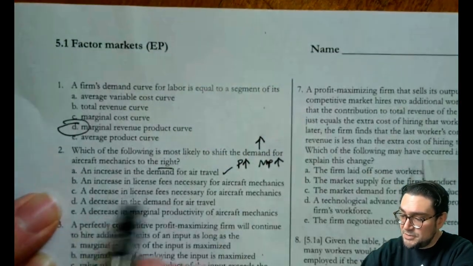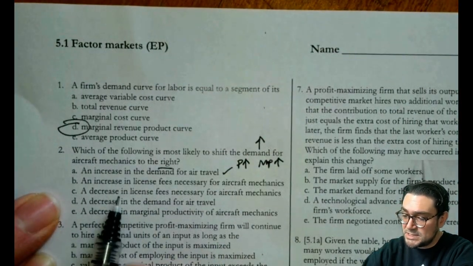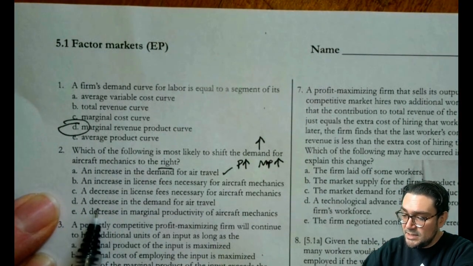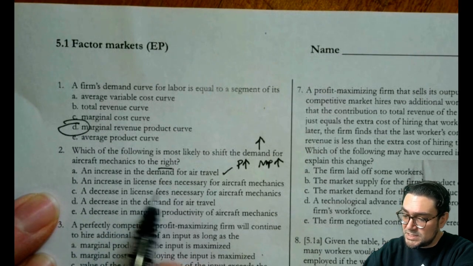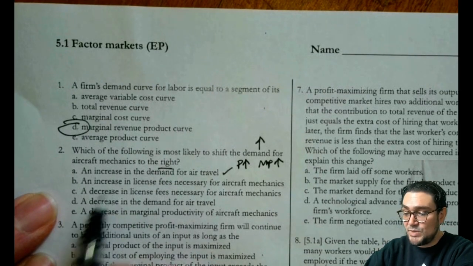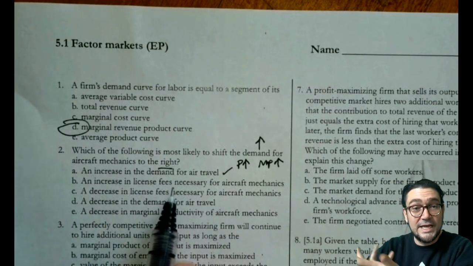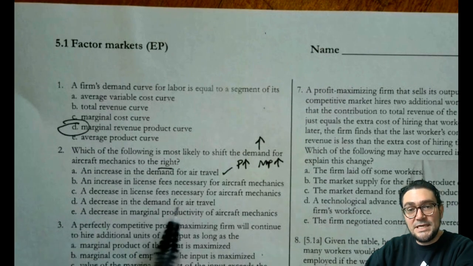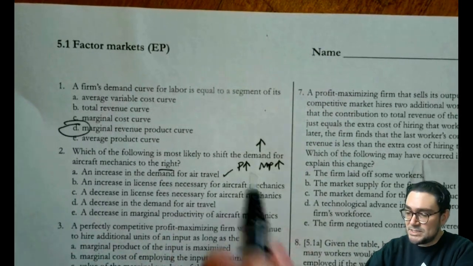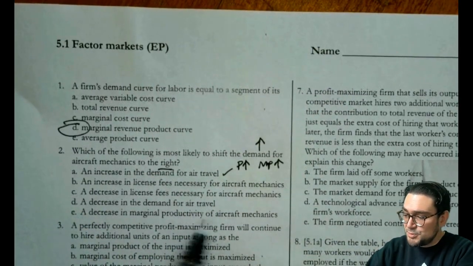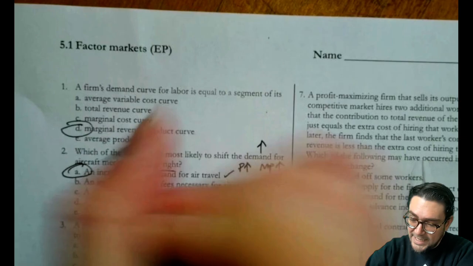I'm going to test the rest. An increase in license fees, no, that makes it more expensive. Decrease in, no. These would just change the supply, right? B and C would affect how much people are willing and able to actually supply their labor. Decrease in the demand for air travel, that's the opposite of A, so it's going to be A. Decrease in marginal productivity, again, we're looking for more product, so A.